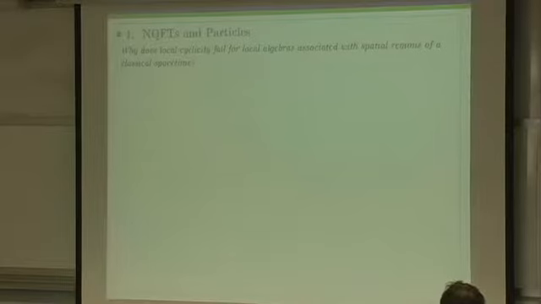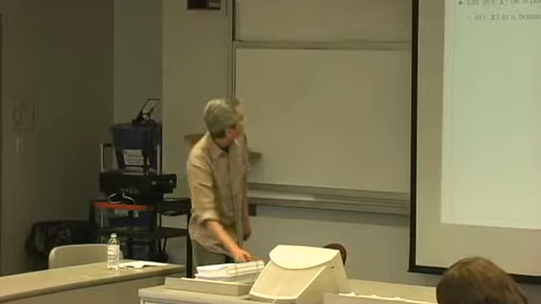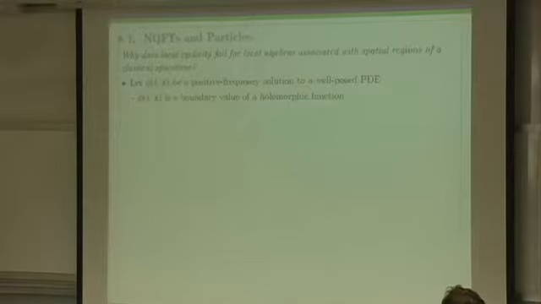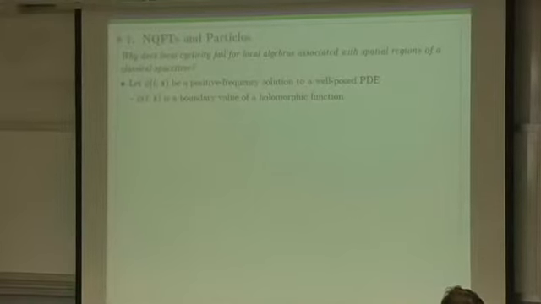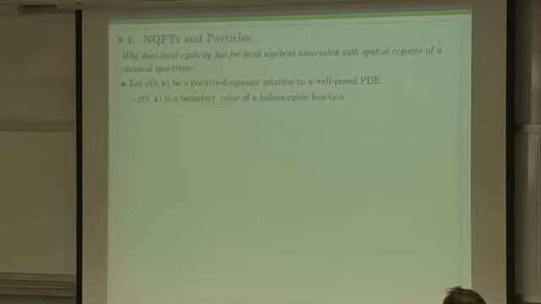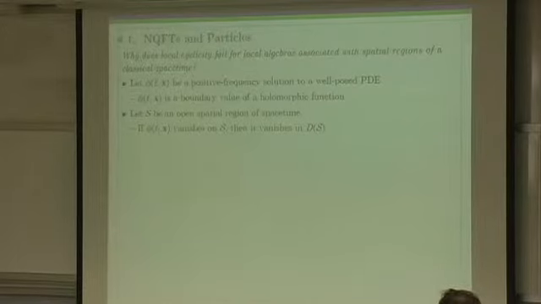Well, here's my conjecture. This is based on remarks made by Saunders and Streeter. Suppose phi is a positive frequency solution to a well-posed partial differential equation, and it turns out that phi is a boundary value of a holomorphic function defined on a super extension of the real number line. Now let S be an open spatial region of space-time. If phi vanishes on S, then it vanishes in the domain of dependence of S.